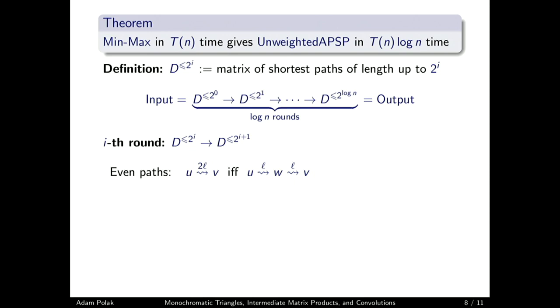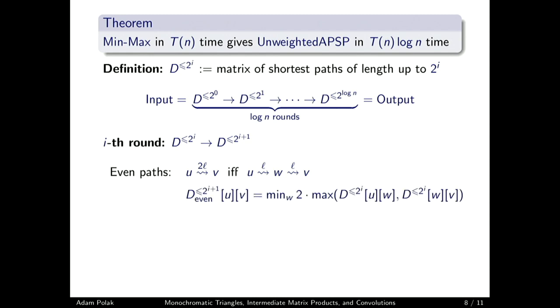We do it separately for even paths and odd paths. For even paths, if there is a path from u to v of length 2L, then there must be a vertex w such that there is a path from u to w of length L, and from w to v of length L. And if this 2L is less than 2 to the i plus 1, then L is obviously less than 2 to the i. So we have already computed it.